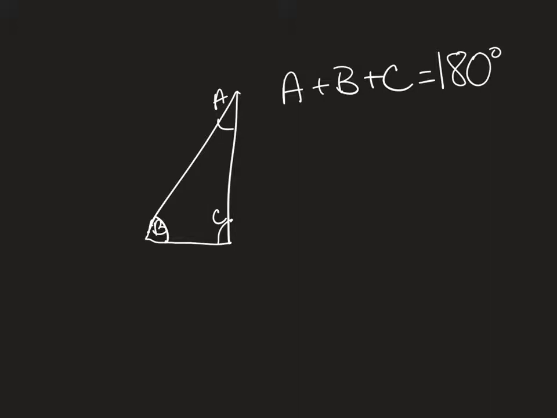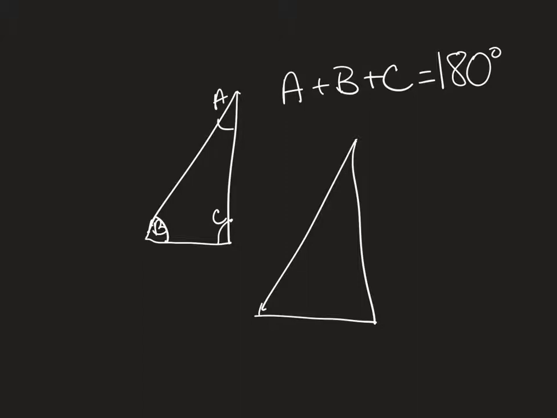So let's say that you have a triangle, and we're talking about the measurement of the angles. There's a difference between the measurement of the angles and the measurement of the sides. Angles are always measured in degrees. Sides are measured in inches, centimeters, meters, feet, things like that.